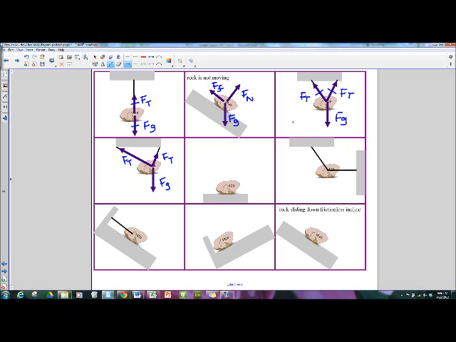This is a rock just sitting on a surface, very similar to the one we did on the previous page. So I'll have force of gravity, and I'll have normal force. And these will both be equal in magnitude, so I will use congruency lines. Now I have a rock being pulled again by two strings, so I'll have force of gravity, I'll have tension this way, and I'll have tension this way. Fg, Ft, and Ft.